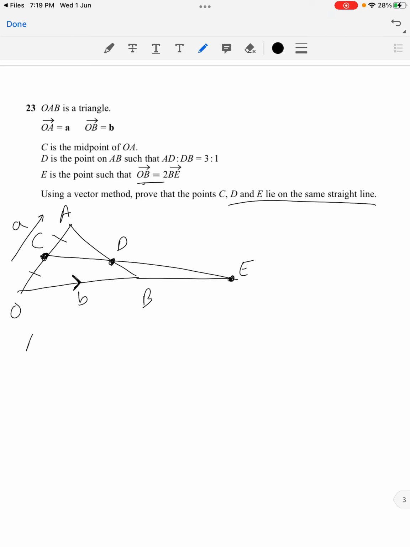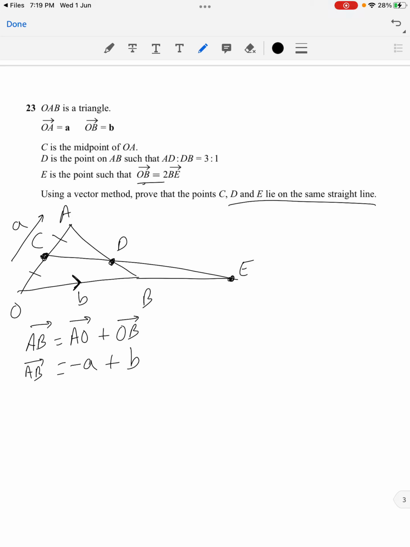Now what we need to do is find out what AB is. Keep it simple, okay? AB is vector AO plus OB. Since AO goes in the reverse direction, it is going to be minus a. Since we know that OA is equal to a, AO is minus a, going in the reverse direction, plus OB, that is b, going in the forward direction. And that's how we find out the vector of AB.